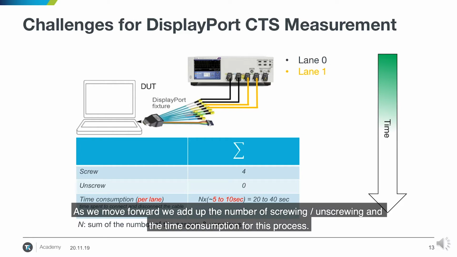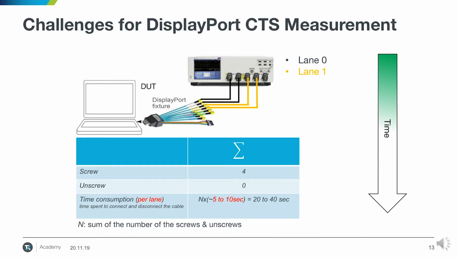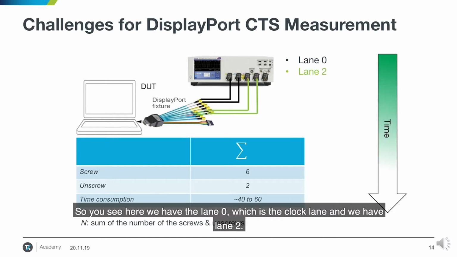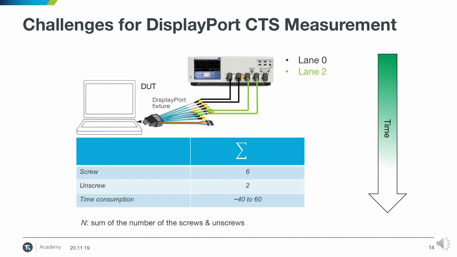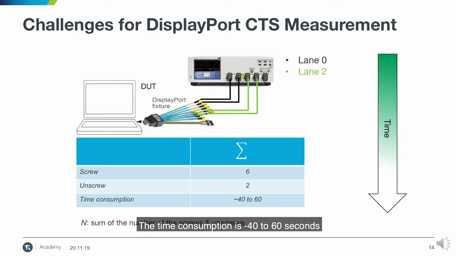As we move forward, we add up the number of screwing, unscrewing, and the time consumption for this process. So you see here now we have lane 0, which is the clock lane, and we have lane 2. So we had to unscrew lane 1 cables, so the number of unscrews is 2 now, and screw 2 cables, which is lane 2, differential lane 2. So in total we have screwed 6 times, and the time consumption is incremented to 40 to 60 seconds.